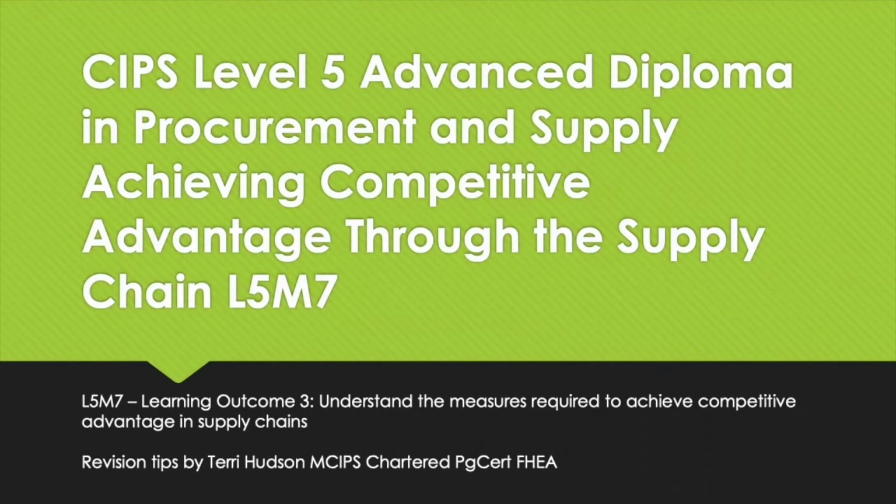This is Module 7, Achieving Competitive Advantage Through the Supply Chain, and Learning Outcome 3, which is to understand the measures required to achieve competitive advantage. So we are going to look at the sources of competitive advantage, pricing arrangements, cost reduction activities, and the methods to promote greater collaboration.